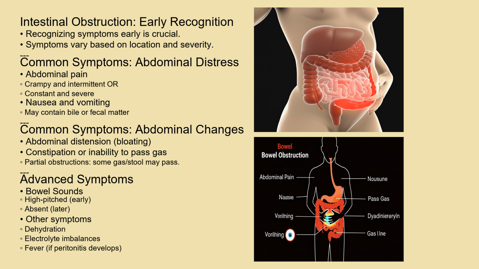Constipation or the inability to pass gas is also indicative of obstruction, although in partial obstructions, some gas and stool may still be passed. High-pitched bowel sounds may be heard upon auscultation of the abdomen in the early stages, but these may become absent in later stages. Other symptoms may include dehydration, electrolyte imbalances, and fever if peritonitis develops.